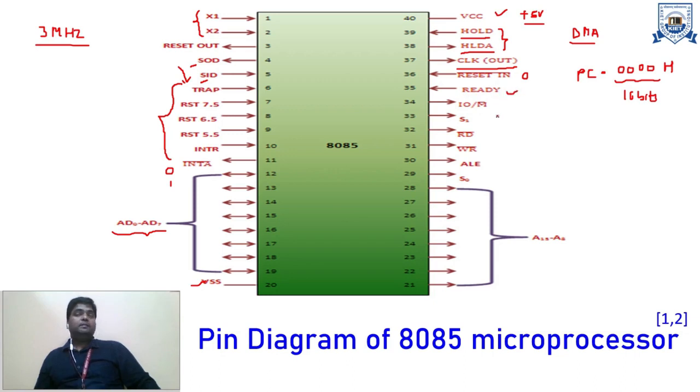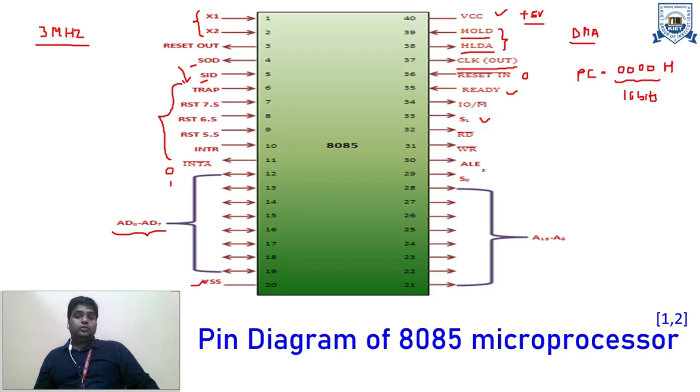The next one is your ready pin. Actually, when microprocessors are communicating with peripheral devices, the speed of the microprocessor is sometimes very fast in comparison to peripheral devices. So to manage this speed mismatch, this ready signal will be activated so that the information is properly transferred to the peripheral devices.